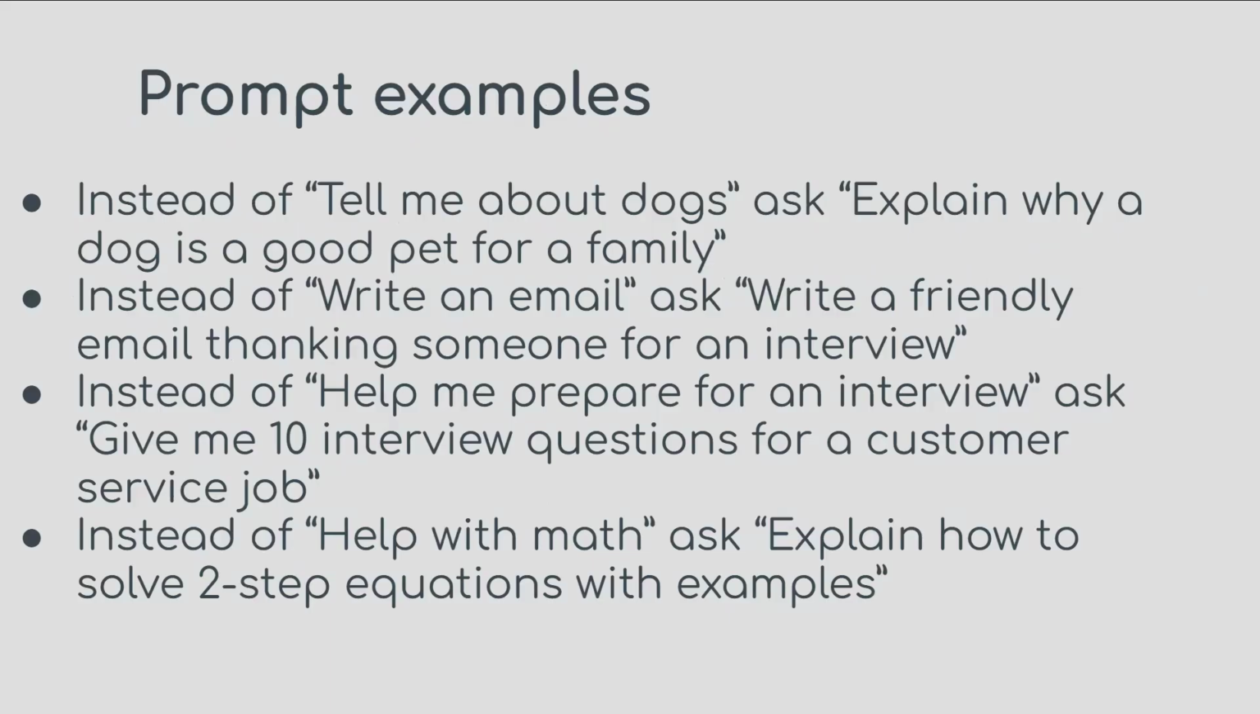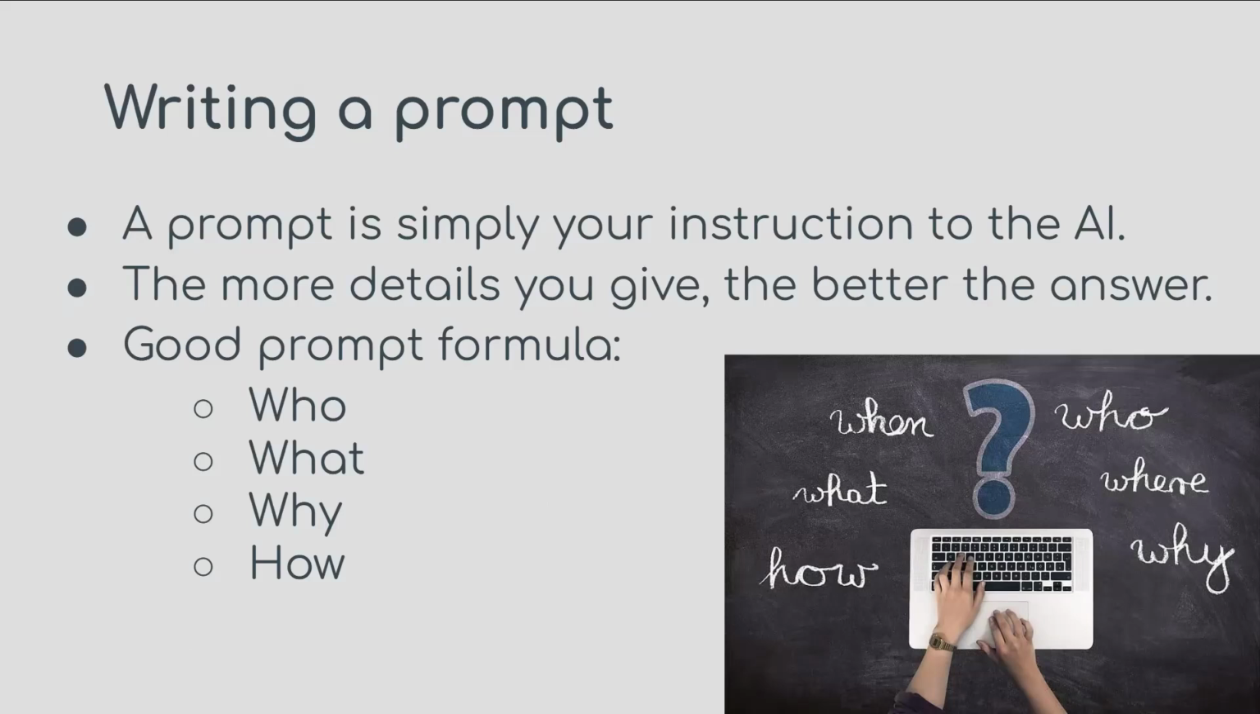So the first one, instead of just asking AI to tell me about dogs, give it more detail, such as explain why a dog is a good pet for a family. Now that's much more detail. You're asking it for something much more specific. And remember that formula is who, what, why, and how.